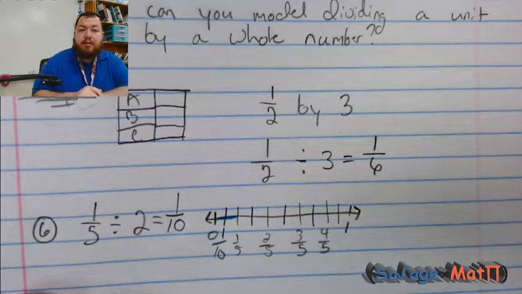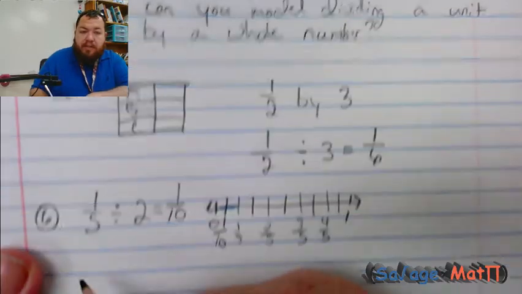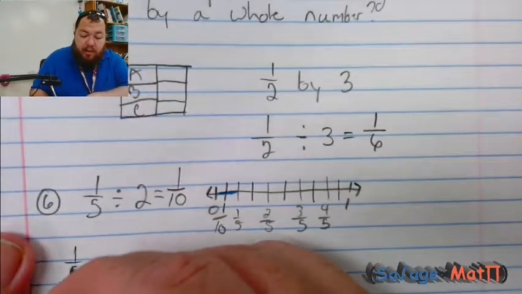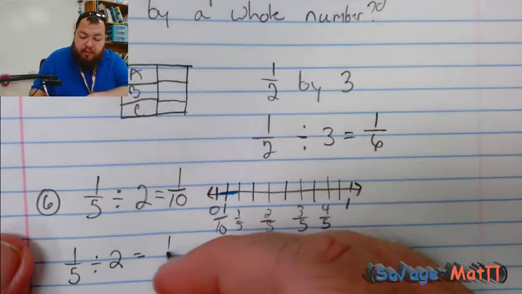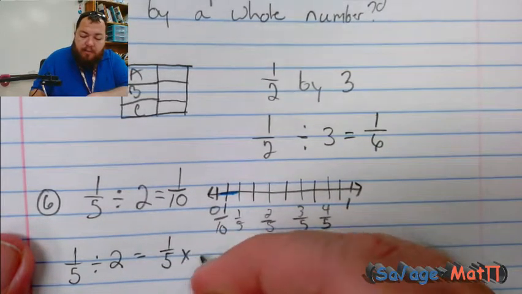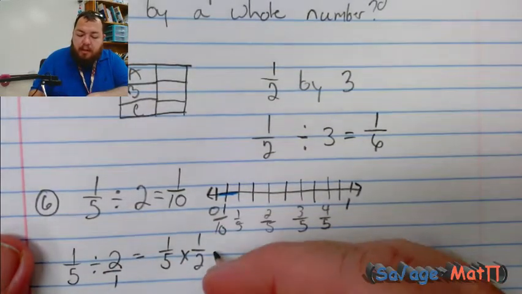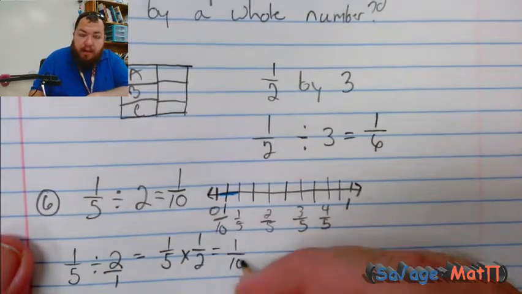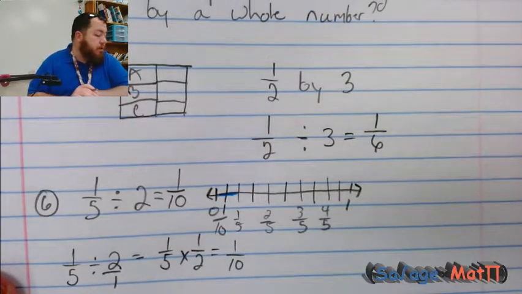And there's my answer. So in this one, although I could have used the keep, flip, change strategy, which is 1/5 divided by 2 equals 1/5 times 1/2, because I did the flip, and that would give me 1/10, I wasn't asked to do that. I was asked to model. So in this lesson, you guys need to make sure you're modeling.